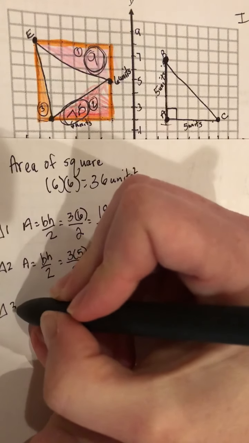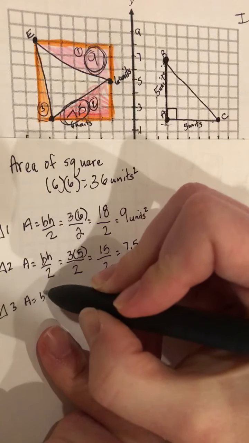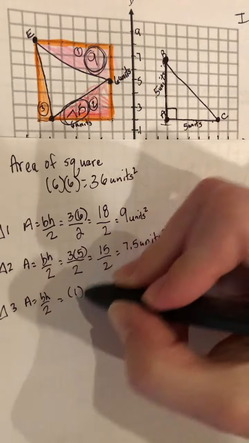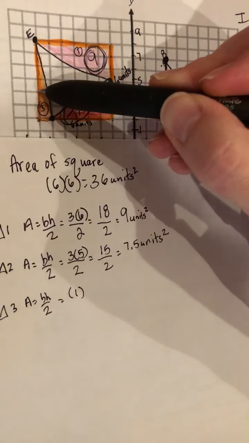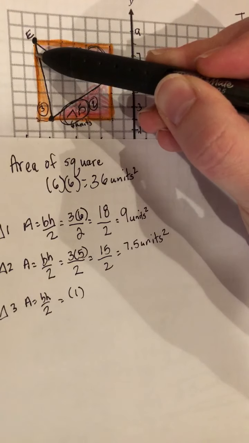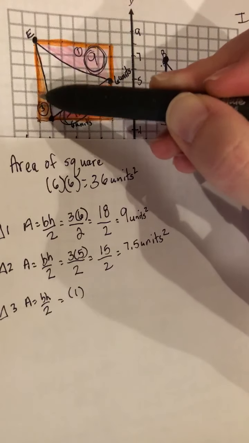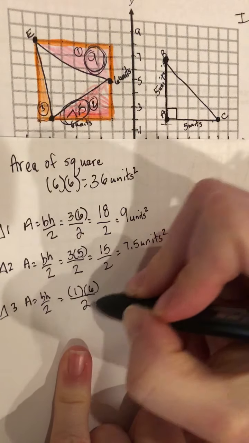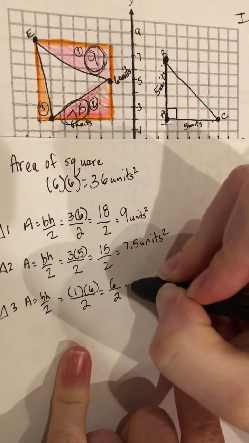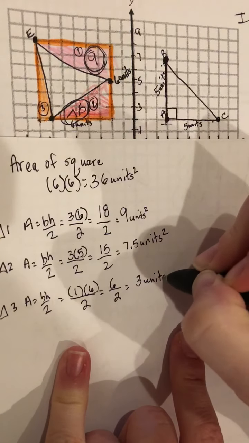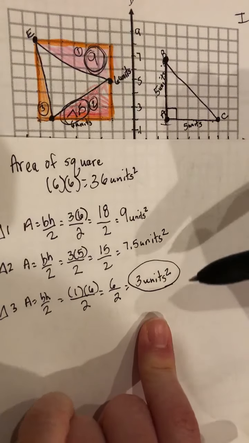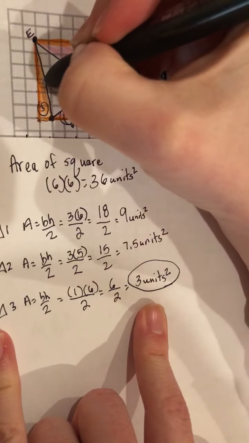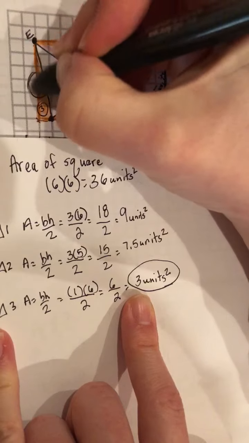Now triangle 3's area. A equals BH divided by 2. Good habit to get into. The base is, this is easy, 1. And the height is 1, 2, 3, 4, 5. You have to go all the way to 6. See? 1, 2, 3, 4, 5, 6. 6 divided by 2 is 3 units squared. You may want to get a separate sheet of paper to do all this work out on, especially for your independent work if you don't have room. So the area here is 3.